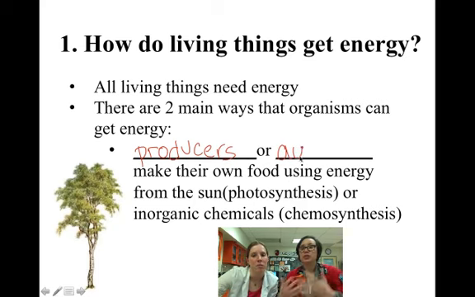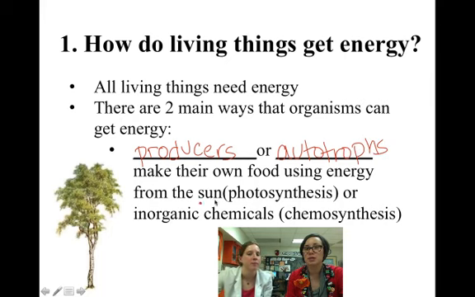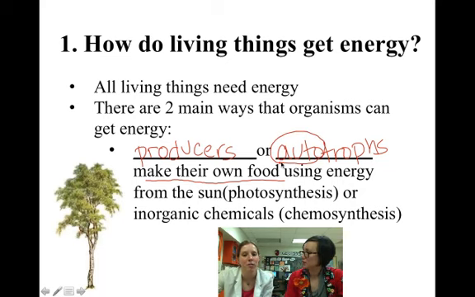Sure. The word producer sounds like the word produce, and if you're producing something, it means that you're making something on your own. So producers make their own food, and because they make their own food, we can say they automatically make food. They're also called autotrophs. It's like do it yourself, all on your own.